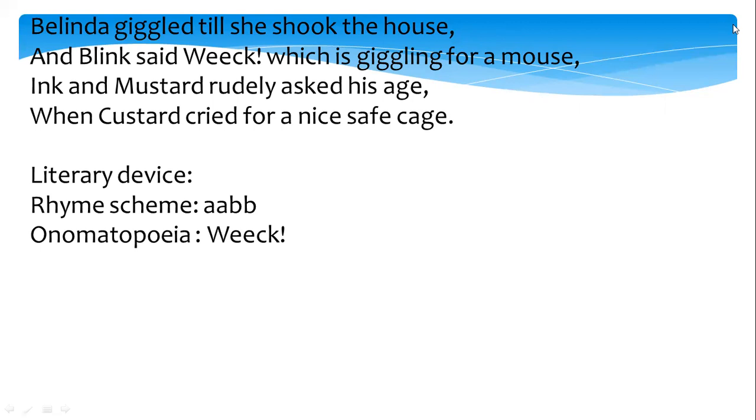So the poet says that Belinda used to laugh so loudly that her voice echoed in the house. Belinda giggled means she used to laugh so loudly that her voice echoed in the house. Blink the mouse used to laugh and make a sound of whack. On the other hand, Ink and Mustard would tease him by asking the dragon his age whenever he used to demand a nice, safe cage.